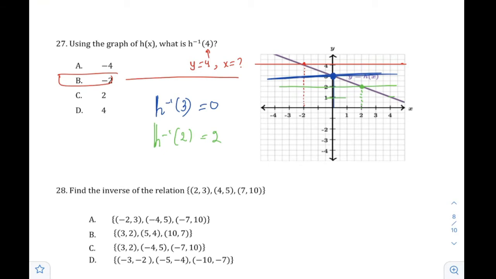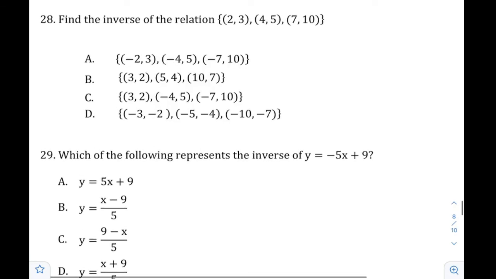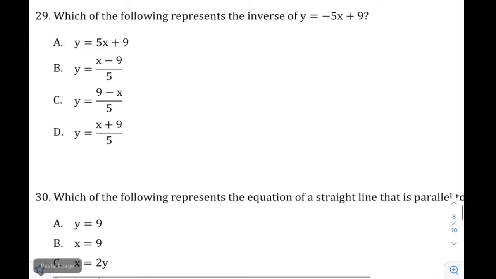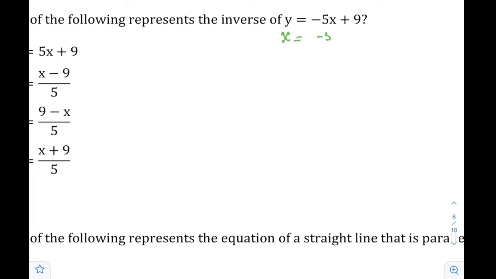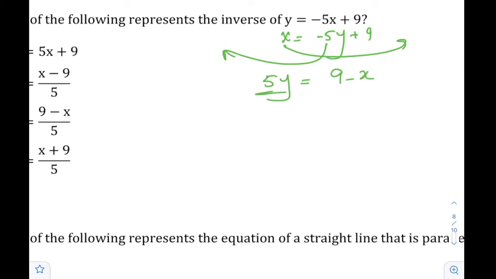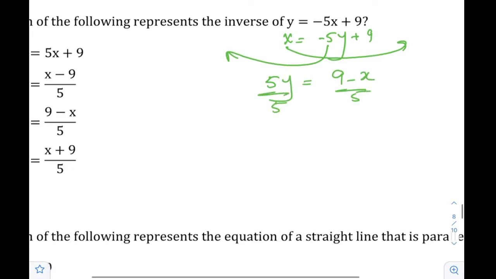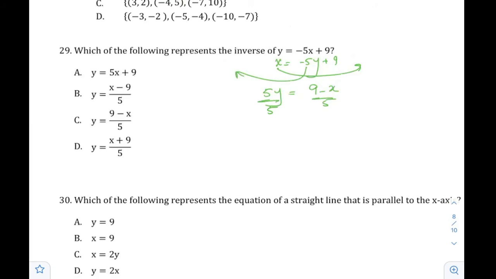Find the inverse of the relation. This is very easy. For the inverse of the relation, you just switch, and easily you can find that it is B. Which of the following represents the inverse of this function? So for the inverse, we directly switch x and y. And when you solve for y, bring the y here, bring the x here. So 5y is equal to 9 minus x. Divide everything by 5. So (9 minus x) over 5 is C, definitely. This is an easy question as well.